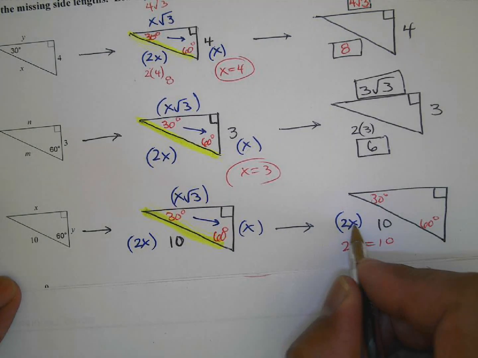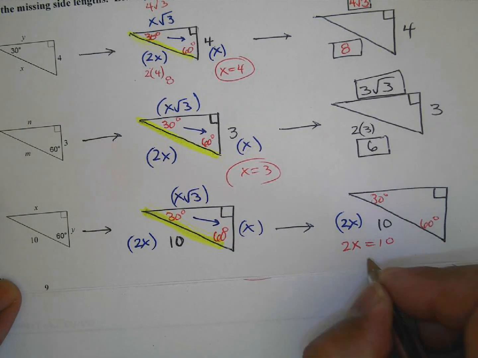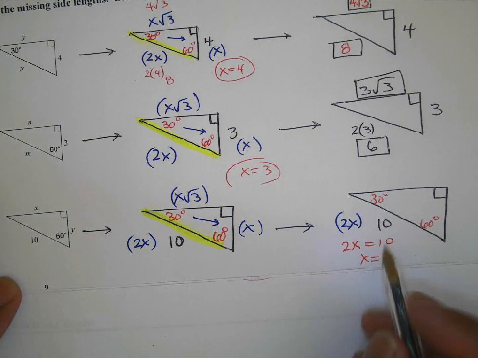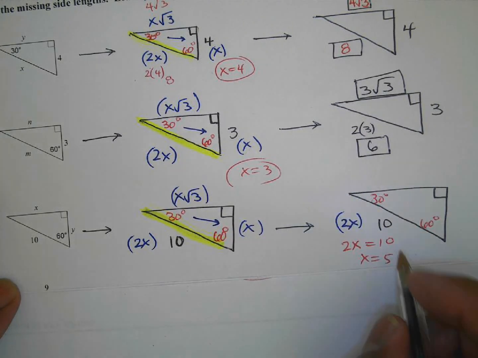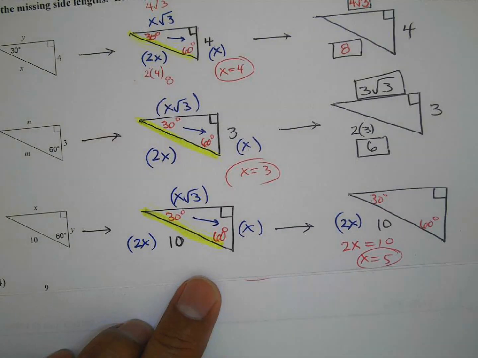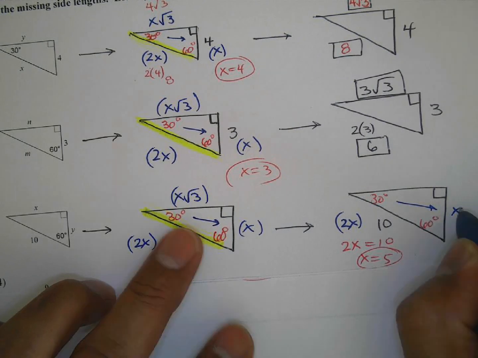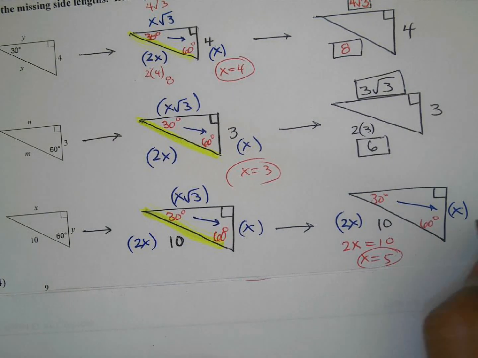If you solve this, 2 times something is 10, right? Because it has to multiply to 10. What has to be your value of x? 5. It doesn't mean that this side is 5. This side's already 10. This side is 10. My value of x, or my x side is 5. Which one was my x side, right? The one across from 30 was x. This is my x side. So guess what? This measures how much? 5. This side is 5 right here.